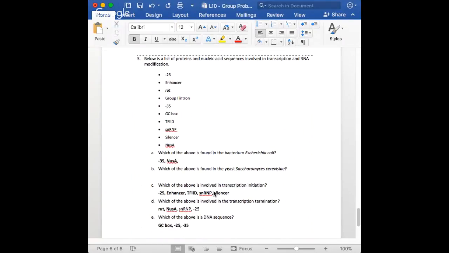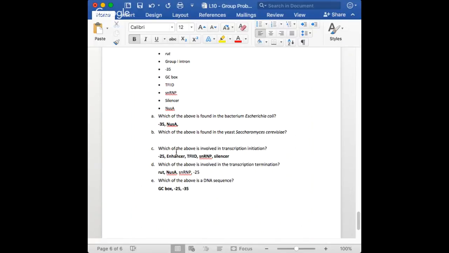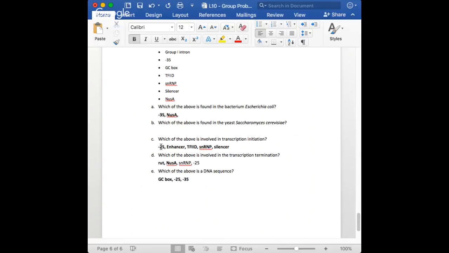For number 5, it's giving us a list of proteins and nucleic acid sequences involved in transcription and RNA modification. So letter A is asking which of the above is found in E. coli. And we know that the -35 sequence and NusA are found in E. coli. So letter C is talking about which of the above is involved in transcription initiation. So -25 sequence, the enhancer, TFIID, the SNRPs, silencers are found in transcription initiation.